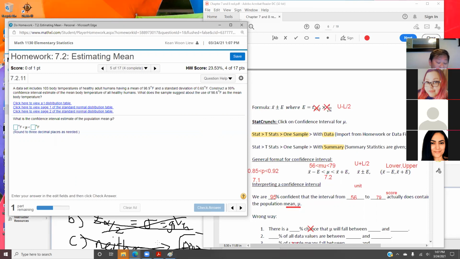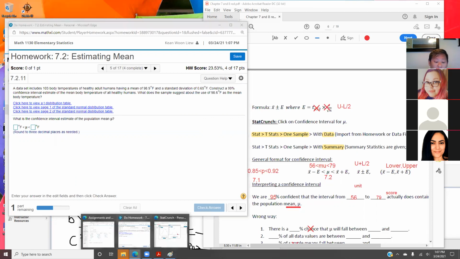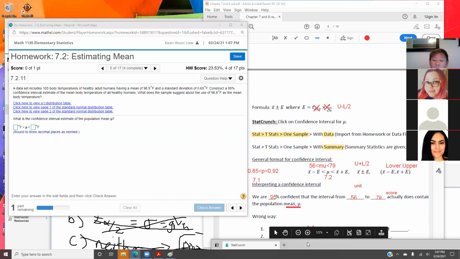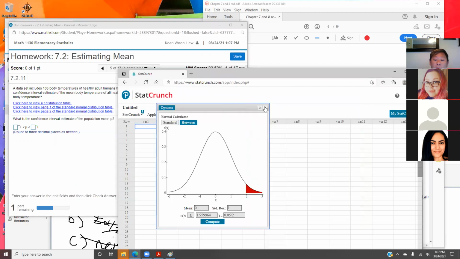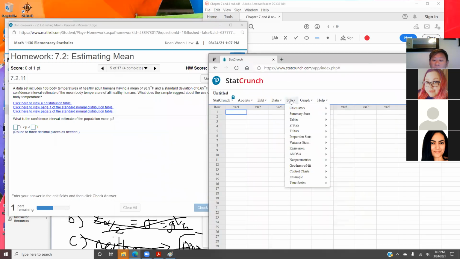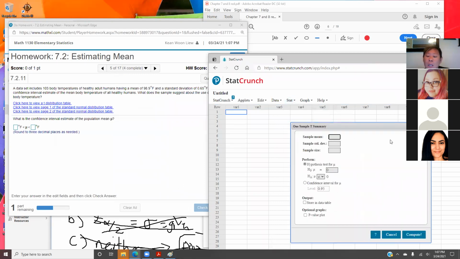So how do you find the confidence interval here? You go to stats, you go to T-stats, one sample with summary. With summary means they give you the mean and standard deviation; with data means they give you the data. So make sure you go to T-stats. Last time we did proportion stats in 7.1. Now you do T-stats, one sample with summary, and they will ask you to enter this information.